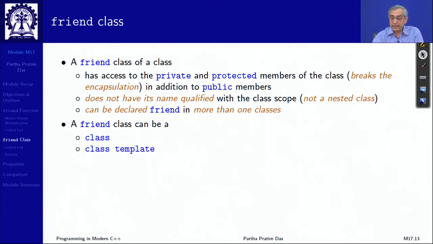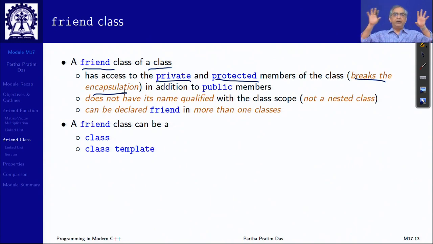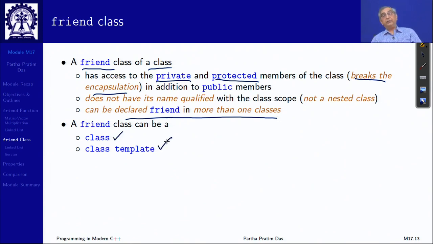Similarly, a friend class of a class has access to private and protected members of the class, breaks the encapsulation in the same way, and does not have a name which is qualified in this class. It is not a nested class. There is a concept of a nested class, a class within a class, which we have not done. This is not that; you are just saying there are two independent classes. This class says that class is my friend. So, that class can have all kinds of private accesses, and it can be declared friend in one or more classes. What can be a friend? A class, or a class template when we do templates.